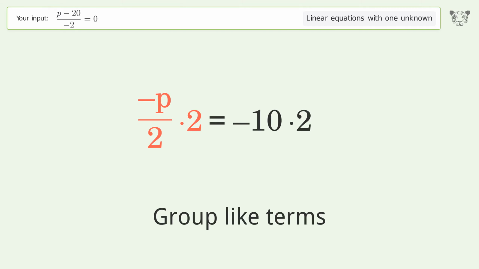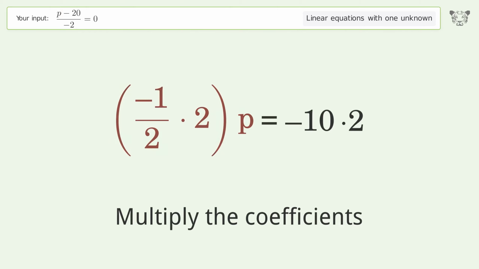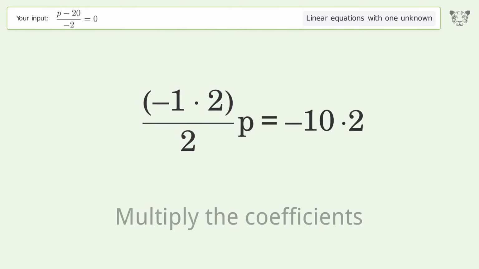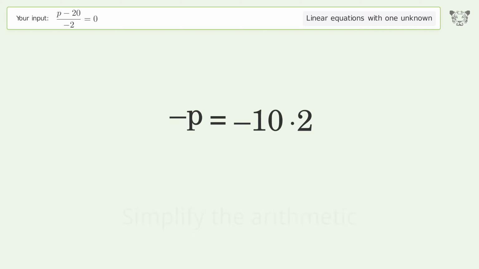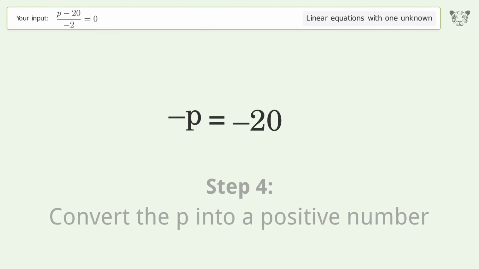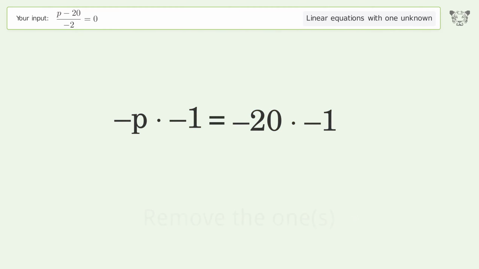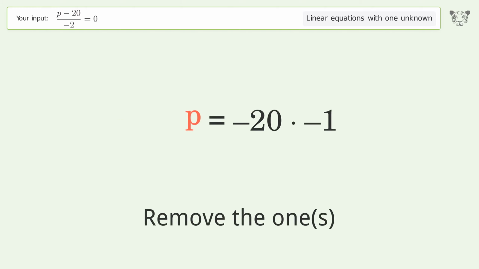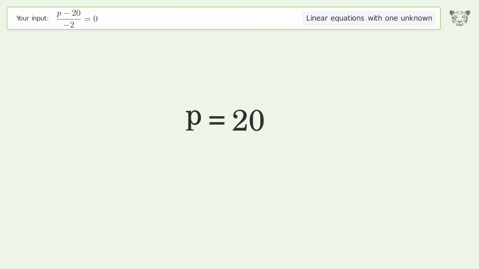Group like terms. Multiply the coefficients. Simplify the arithmetic. Convert the p into a positive number. Multiply both sides by -1. Remove the ones. Simplify the arithmetic. And so the final result is p equals 20.